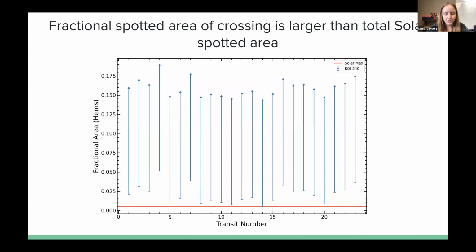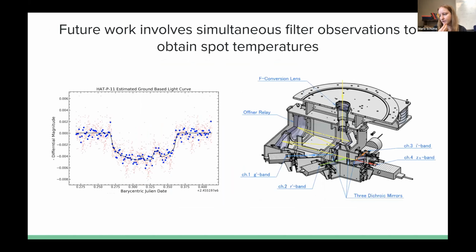We're working on looking at the out of transit variability to lower these upper limits and get a better idea of where the full extent is, but that's some future work. But if you just consider the lower limits, it can be quite a large number for this object, KOI 340.